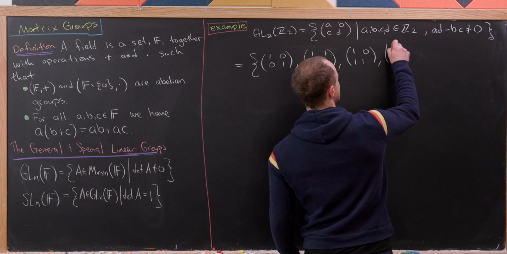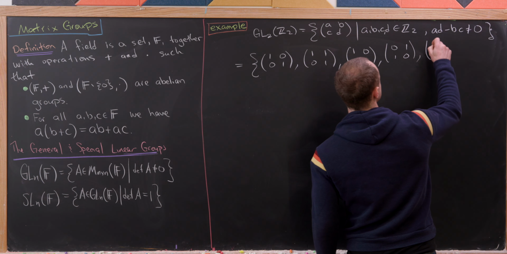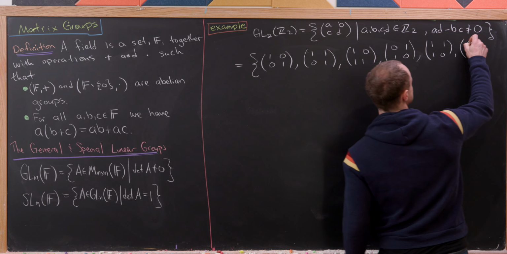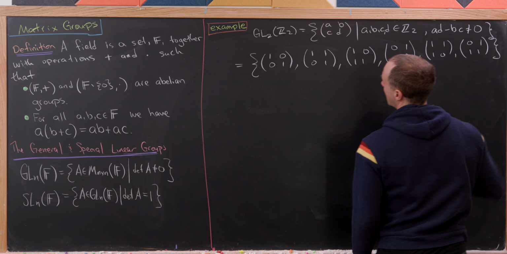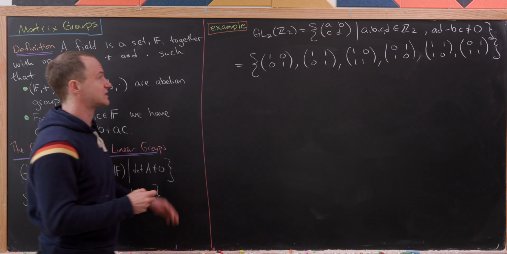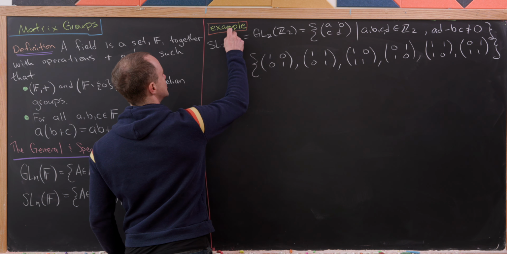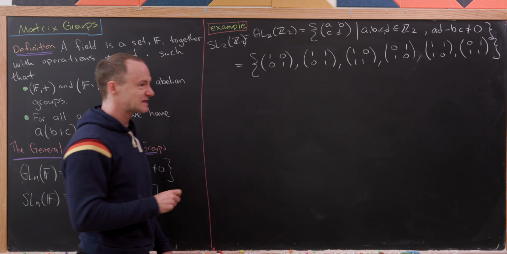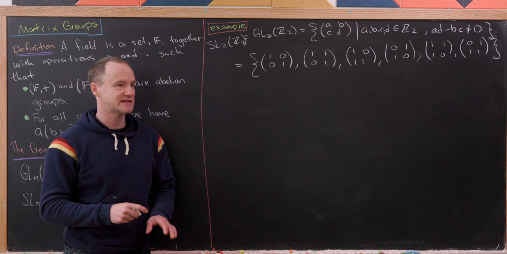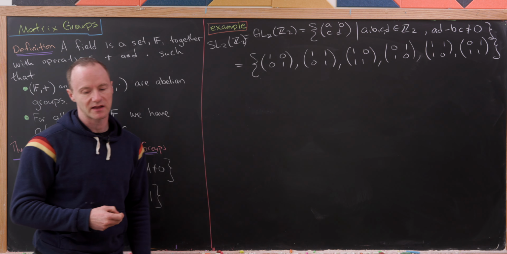Then we've got this matrix which has 0 on the diagonal and 1 on the off diagonal. And then we've got the matrix 1, 1, 1, 0. And then there's one more, and that's the matrix 0, 1, 1, 1. Maybe before we analyze this group a little bit more, I'd like to observe that GL_2(Z_2) is the same thing as SL_2(Z_2). That's because the determinant being non-zero in Z_2 is the same thing as saying that the determinant is equal to 1, given that Z_2 only has 2 elements.